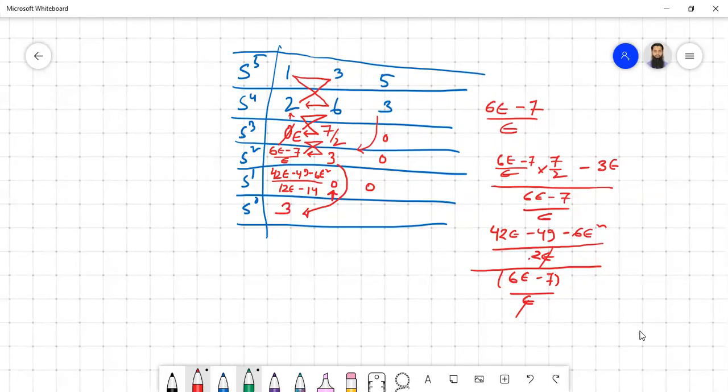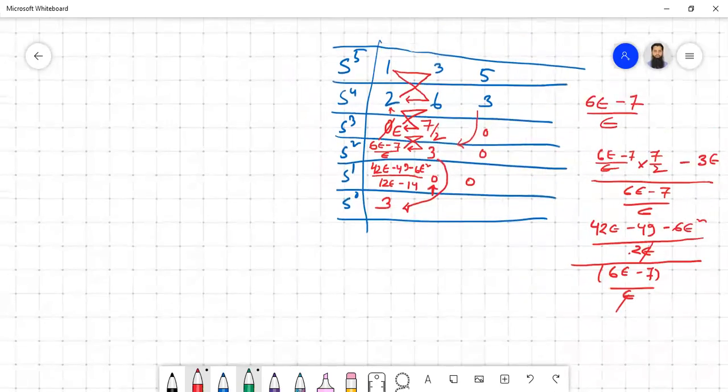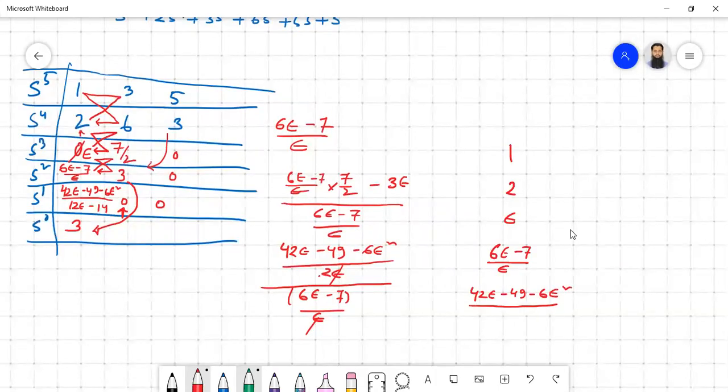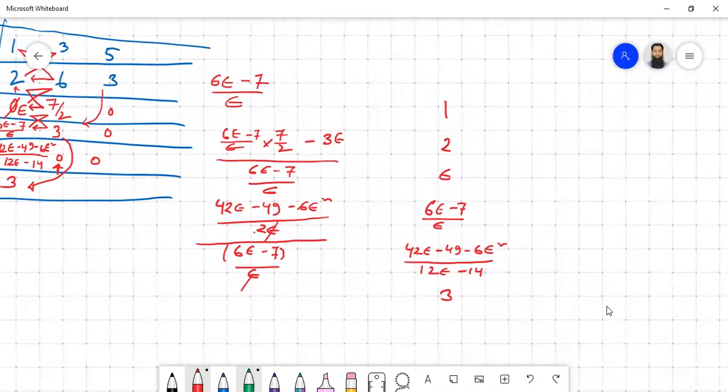Okay, so now we have to actually construct another table, or the side by side table, because this one became a bit clumsy. So say the first column is basically 1, 2, then epsilon, then (6 epsilon minus 7) divided by epsilon. Then you have (42 epsilon minus 49 minus 6 epsilon squared) divided by (12 epsilon minus 40). Finally 3.